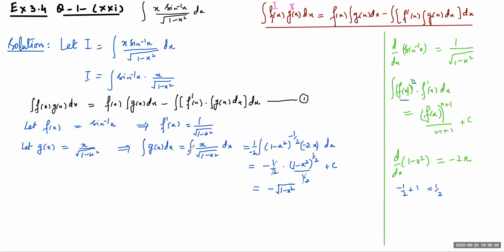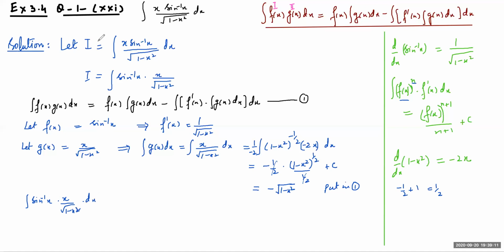Now what I'm going to do is put all these in one, in the whole one, from the left hand side to the right hand side. And let's start writing from the left hand side. From the left hand side, I have integral. In place of f(x), I will put sine inverse x. In place of g(x), I will put x by square root of 1 minus x square. In place of dx, I have just dx.